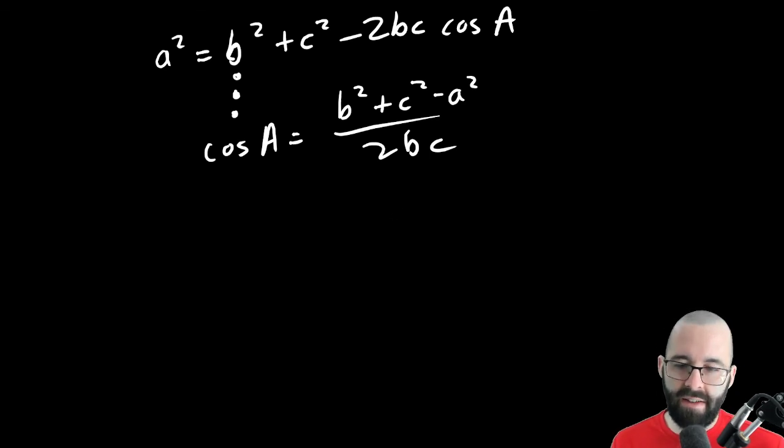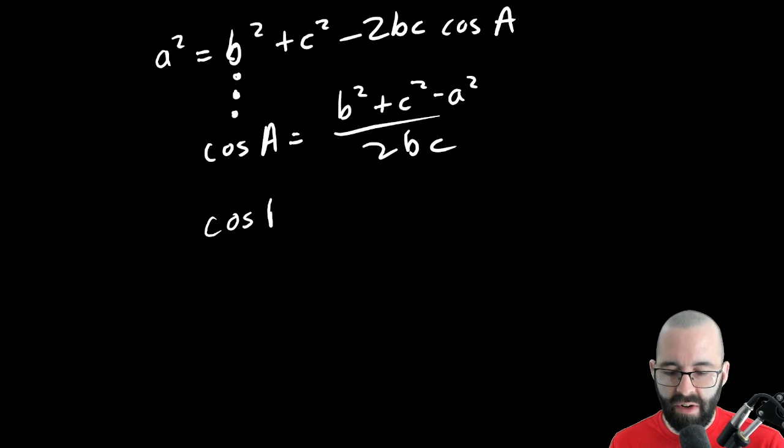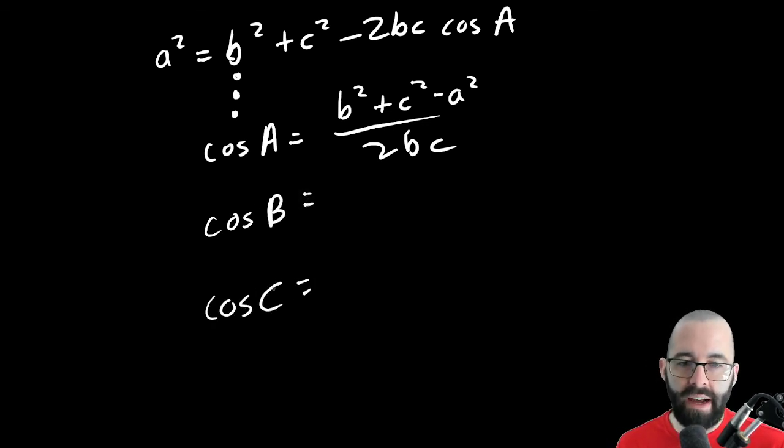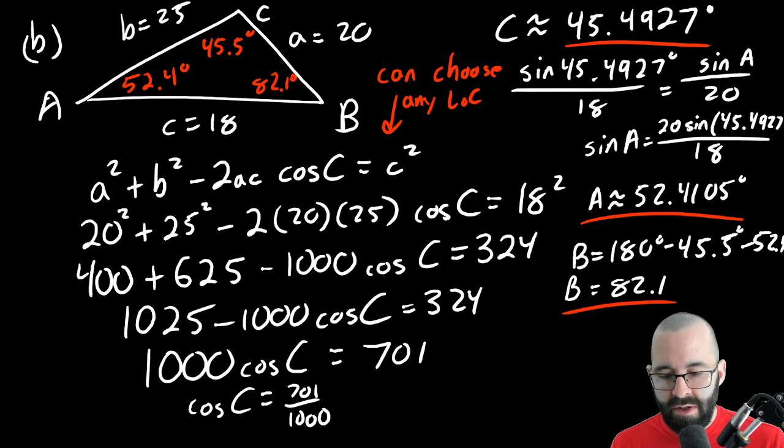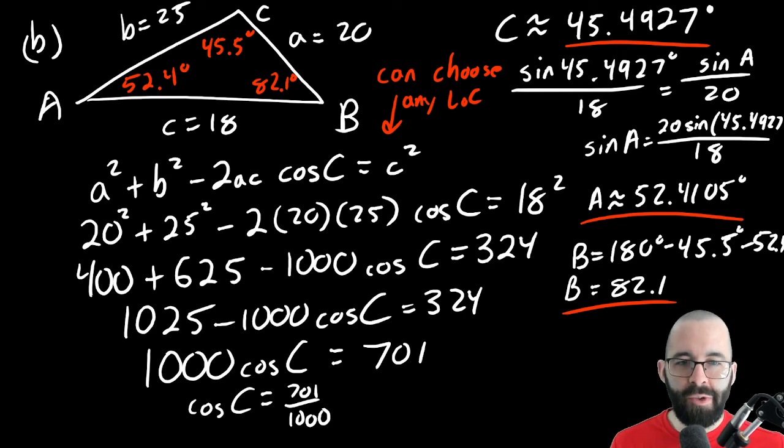So you should be aware of that as an option. And again, there's a similar one for cosine of b and cosine of c as well that you can get if you like. This is my recommendation, doing it this way, but my way is not the only highway.